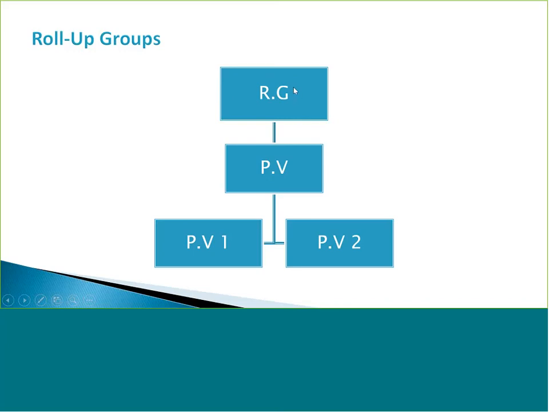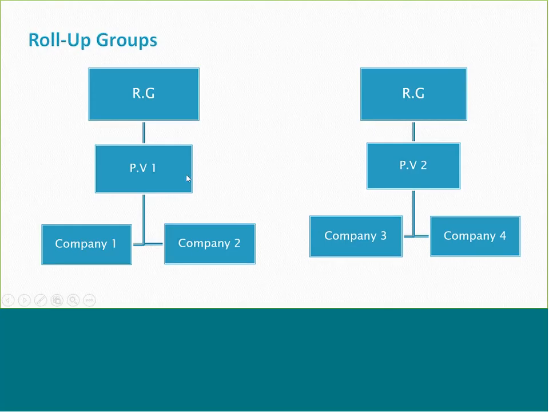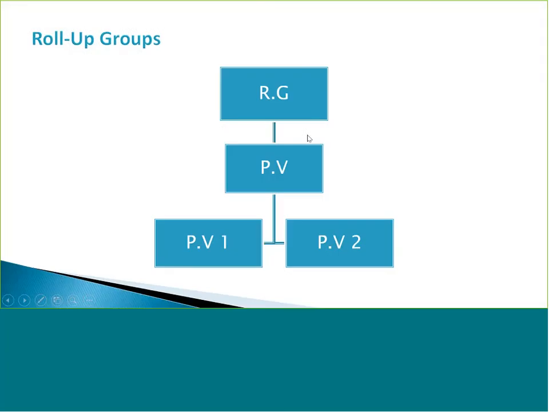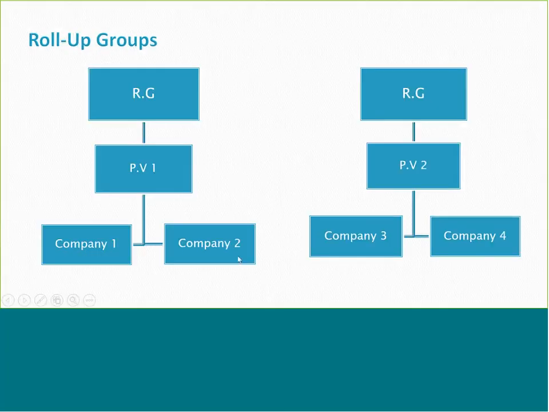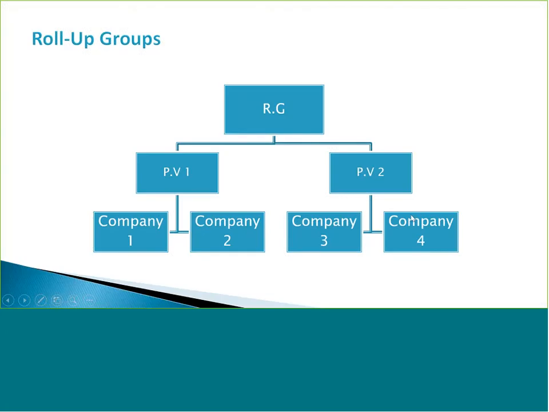All right, does that make sense? So using this relationship where this parent value 1 and this parent value 2 now become child values, then you put them under a parent value, and then you put that parent value under another roll-up group like that. Using this, you will be able to achieve this, and this.